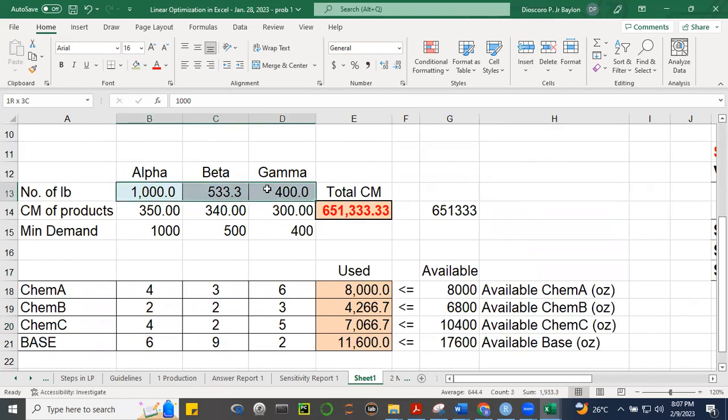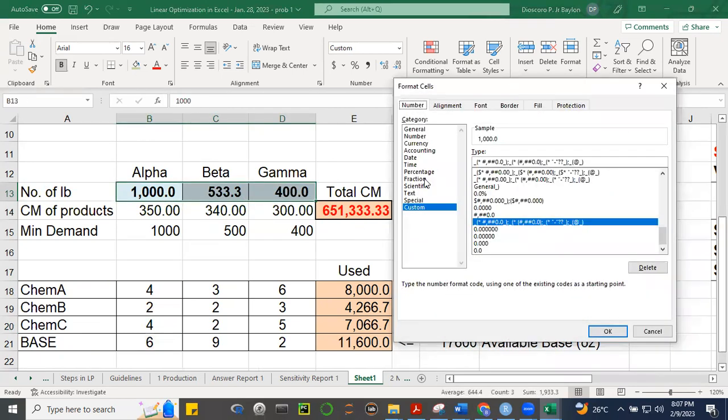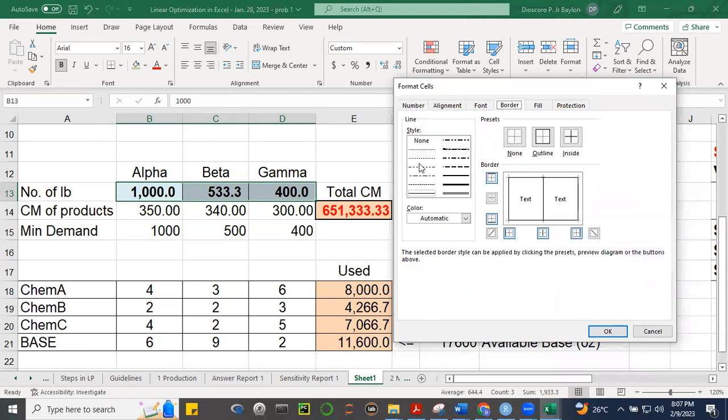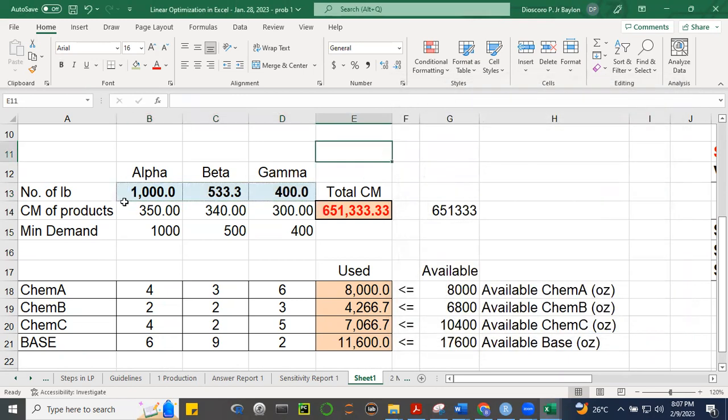Itong final solution na to, class, this is the best final solution given our parameters. In fact, ang ginagawa ko pala dito, sorry, inaano ko pa to eh. Inaano ko ng border para mas distinct siya. Yan. Medyo naka ibang border. No? All right. So this is the optimal solution. Okay, and this is the best solution that you can have given the parameters, given the constraints.